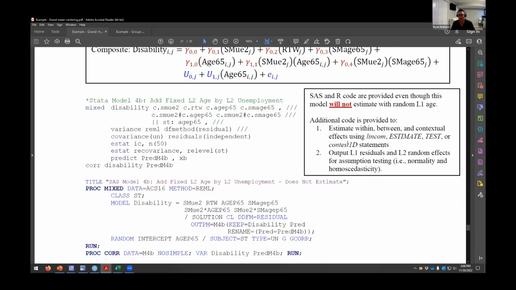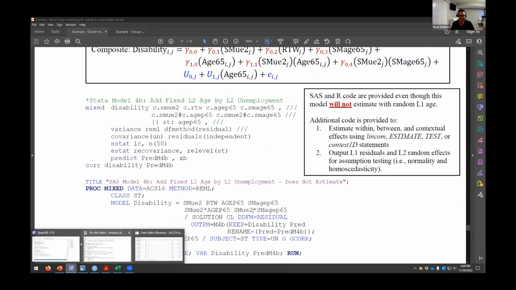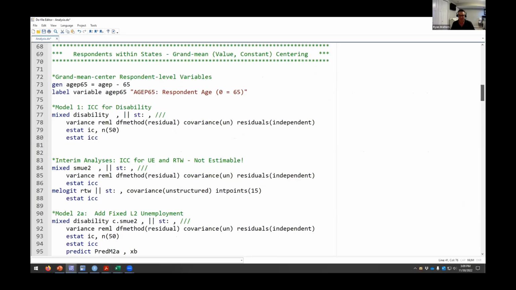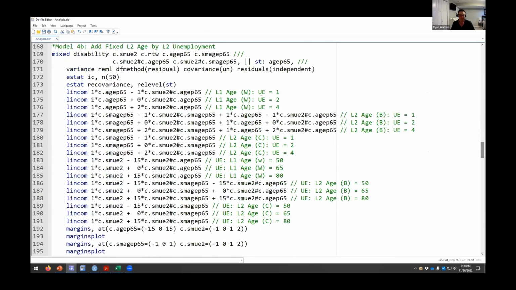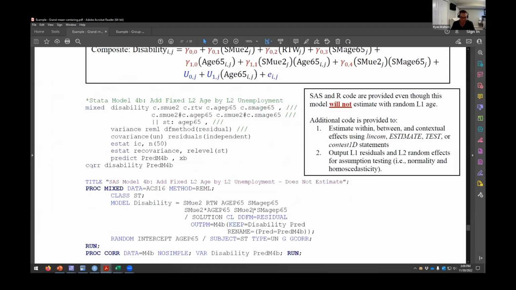The other thing I want to note is I didn't provide it here, but I have provided within, between, and contextual effects for the interactions as well, using the lincom, estimate, test, and contrast 1D statements. I can show you this in Stata. You'll see why I didn't include it. So W is within, B is between, C is contextual. I've included all these here. We're not going to look at these in detail, but just know that they're there if you want them.